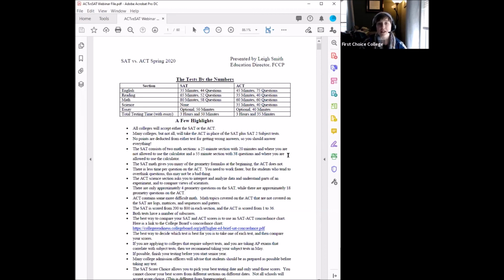So the last difference between the two tests and their baseline, what questions are available, is the science section. The science section on the ACT is a notable thing that comes up.